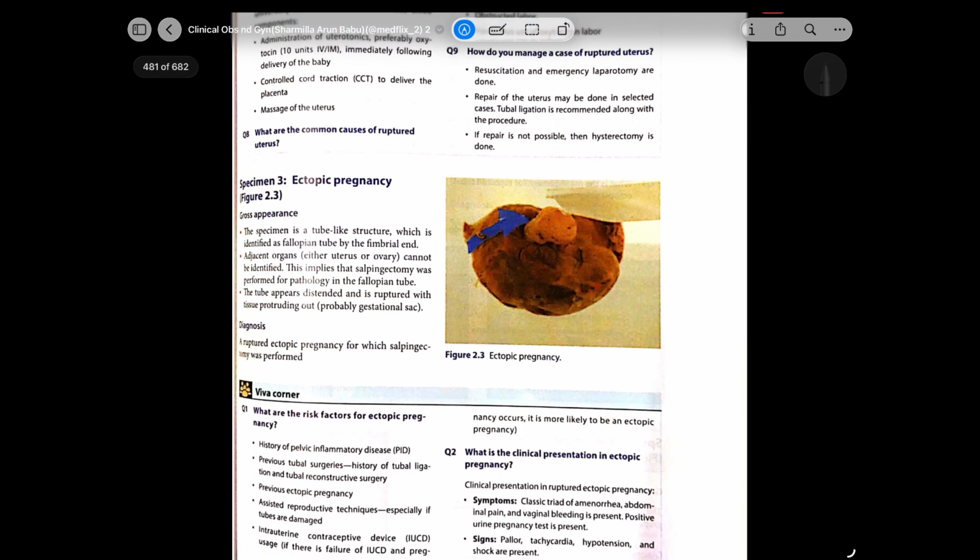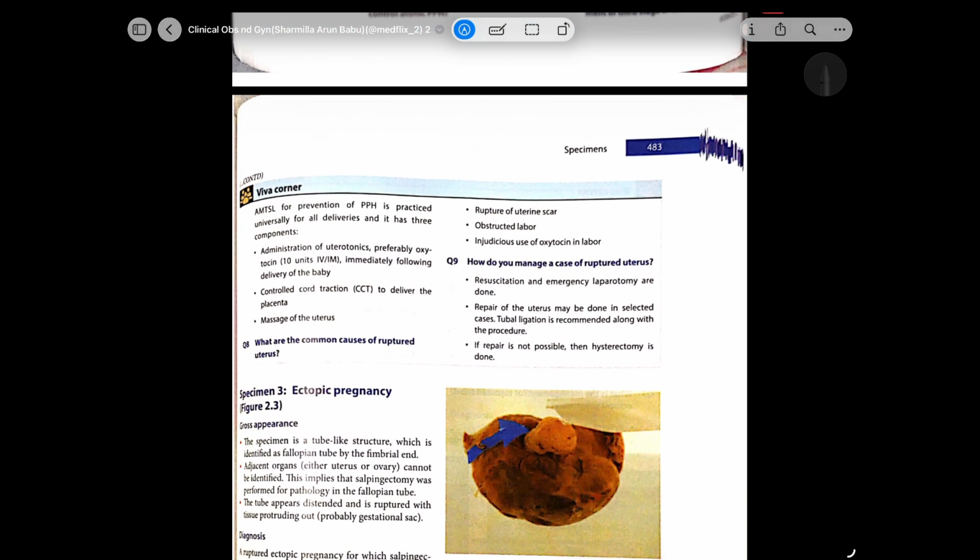What are the common causes of ruptured uterus? So rupture of uterine scar, obstructed labor, injudicious use of oxytocin. You just keep using oxytocin on and on and on. It can cause ruptured uterus. How do you manage a case of ruptured uterus? Resuscitation, you have to do resuscitation, and emergency laparotomy is done. Repair of the uterus may be done in selected cases. Tubal ligation is recommended along with the procedure. If repair is not possible, then hysterectomy is done.